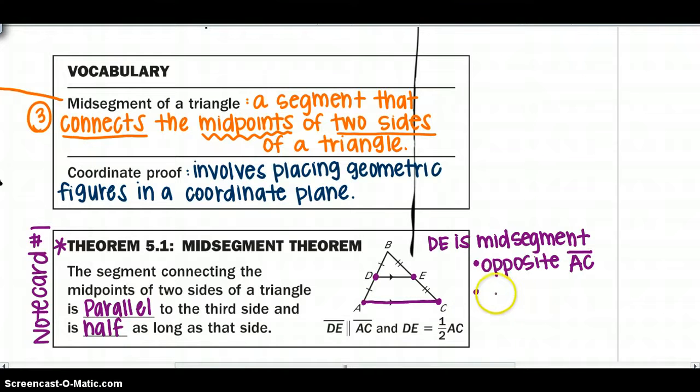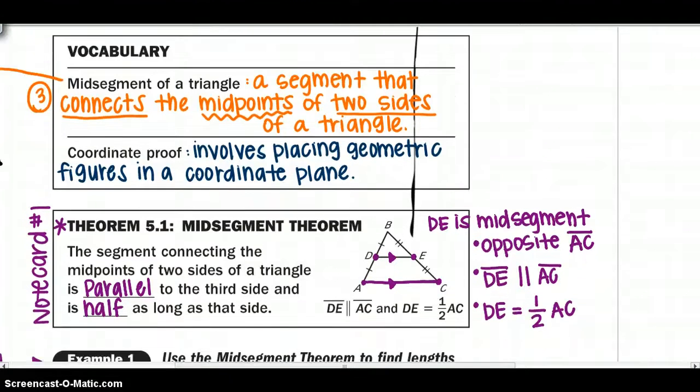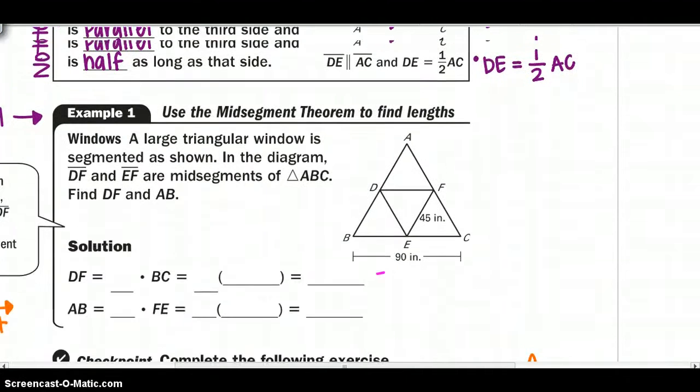This theorem also gives us parallel lines, so now we know that DE is parallel to AC. That's one thing we can get out of this theorem. Another thing we can get out of it is that DE, the mid-segment, is half of the side that it doesn't touch, or the third side of that triangle. So those are the three things we can get out of this theorem. Let's check out how we can use this in an equation or a problem.